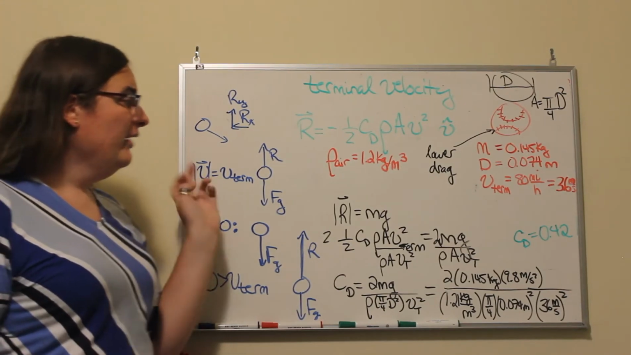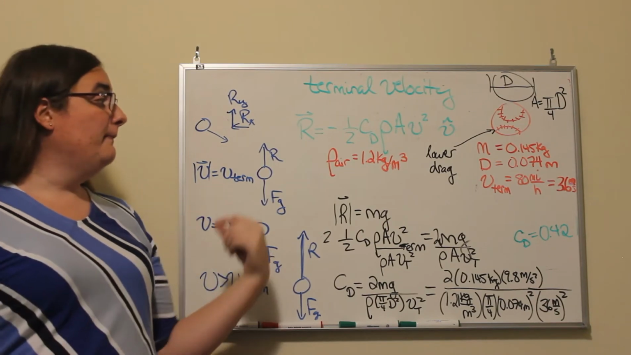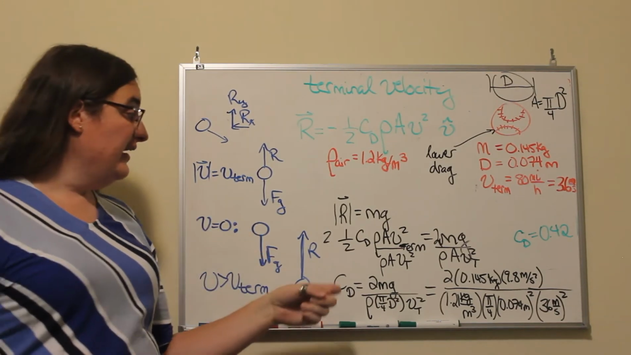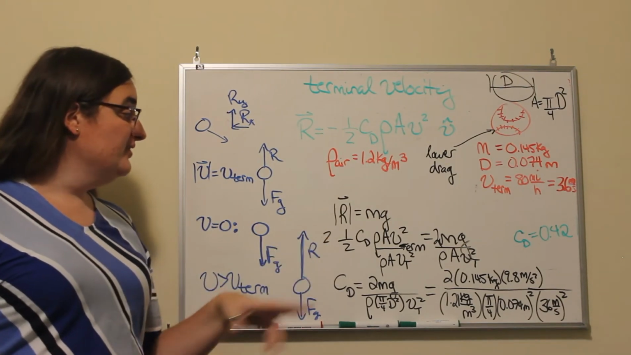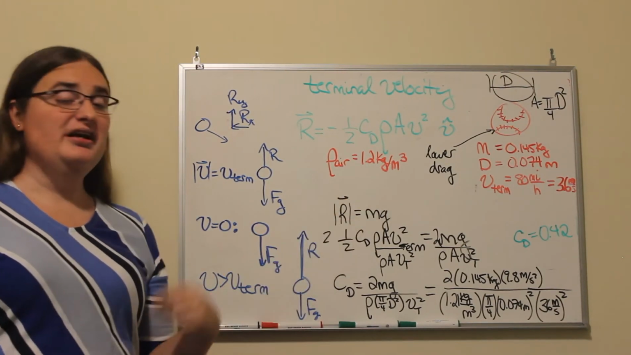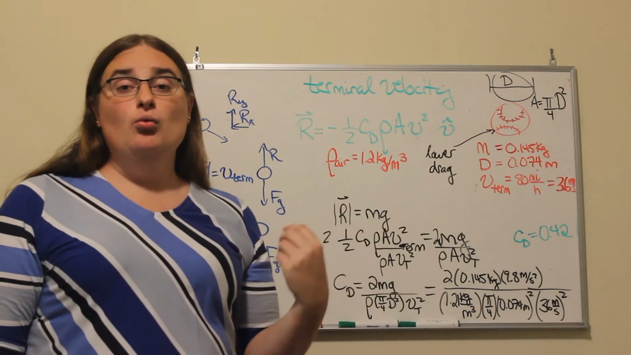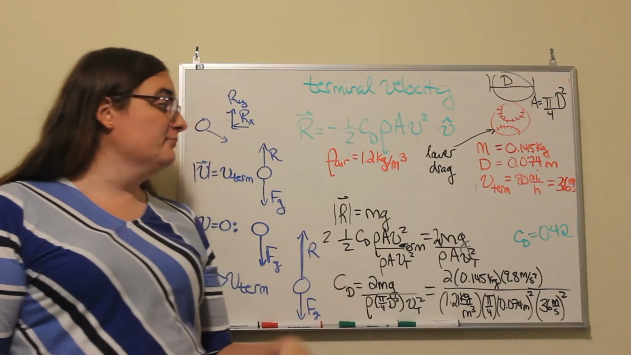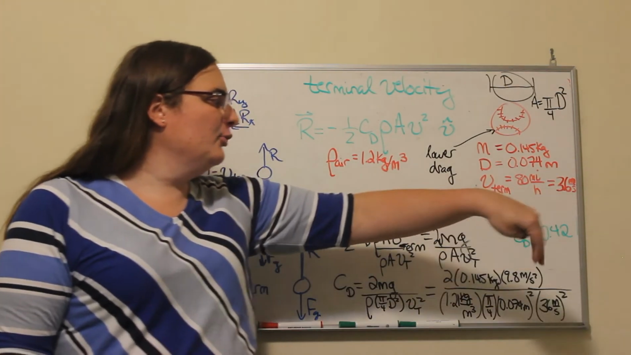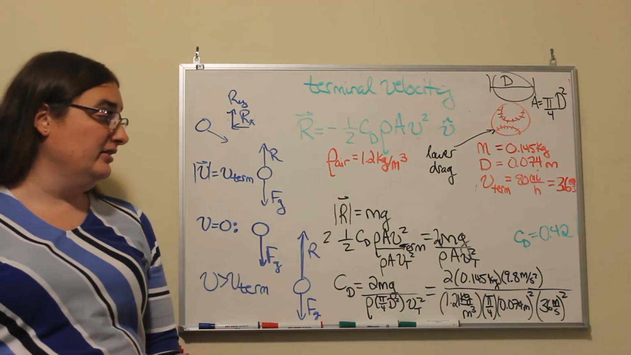So what I want to do is calculate the drag coefficient for a baseball. Now, to do that, we also need to know the mass of a baseball, because our resistive force has to equal our weight. And the mass of a baseball is about 145 grams, 0.145 kilograms. And 80 miles per hour in metric units is about 36 meters per second.